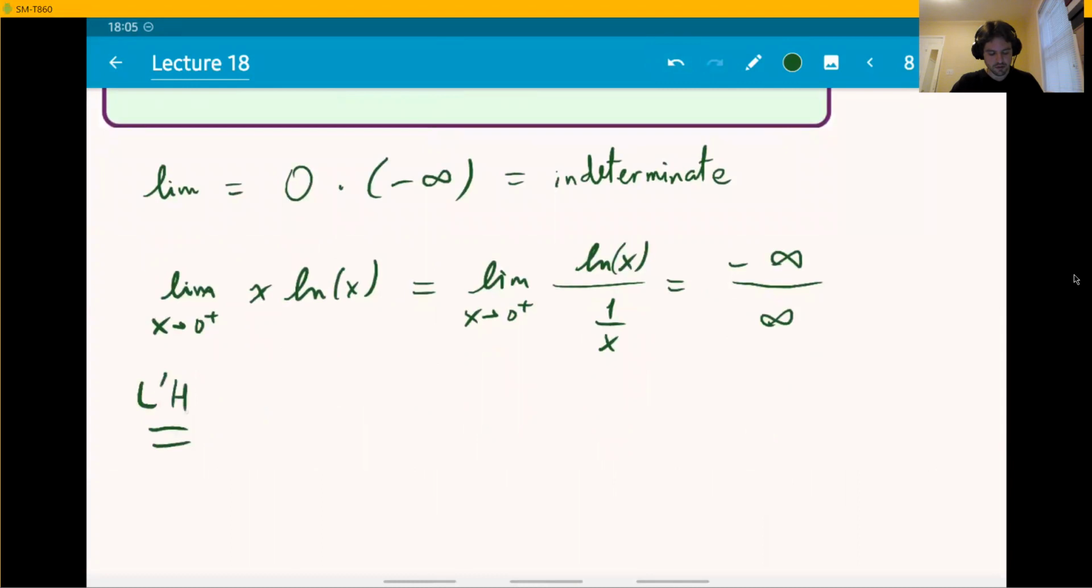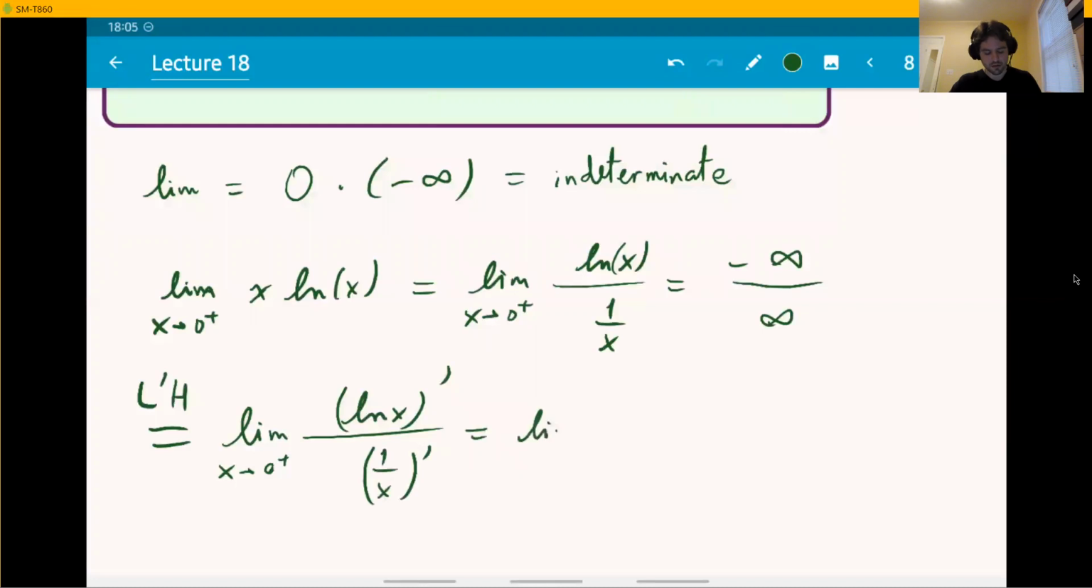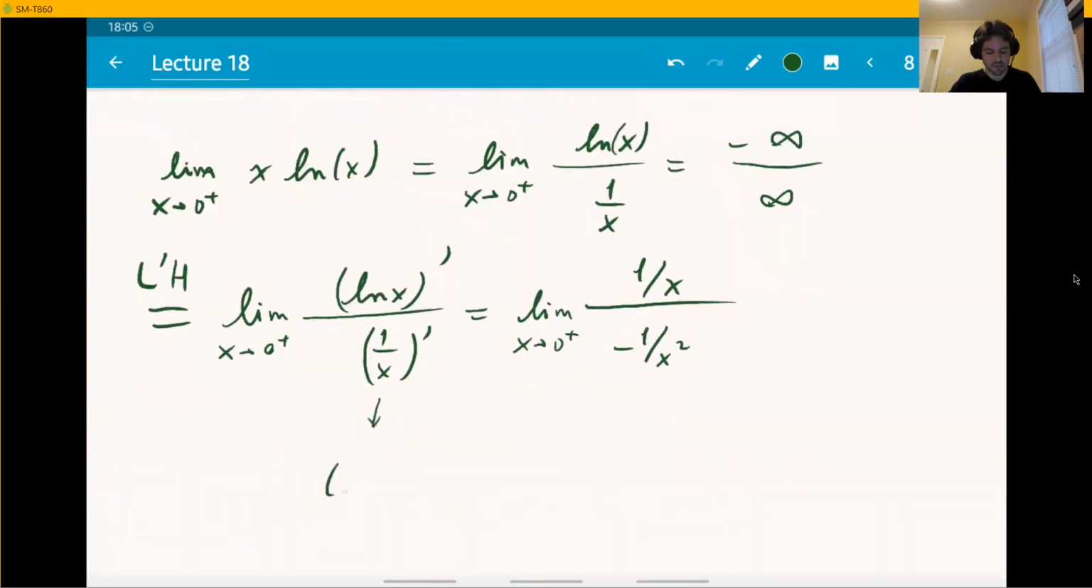So let's do that. We're going to take the derivative of ln x, that is 1 over x. Actually, let me indicate that first: ln x prime and 1 over x prime. The derivative of ln x is 1 over x. The derivative of 1 over x, you probably memorize this one, is minus 1 over x squared, because that's just x to the minus 1. So by the power rule, it becomes minus 1 times x to the minus 2.